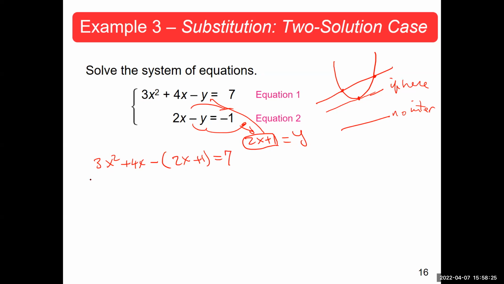Simplifying, 3x squared plus 4x minus 2x minus 1, moving the negative inside. I'm going to bring the 7 to the other side, negative 7 equals 0. Why? Because I'm getting a parabola equation I need to solve. I cannot isolate the x here. So the final equation should look like this: 3x squared plus 4 minus 2, 2x. Negative 7, negative 1, that's negative 8. Equals 0.